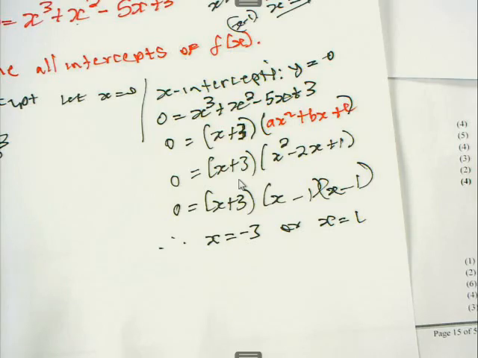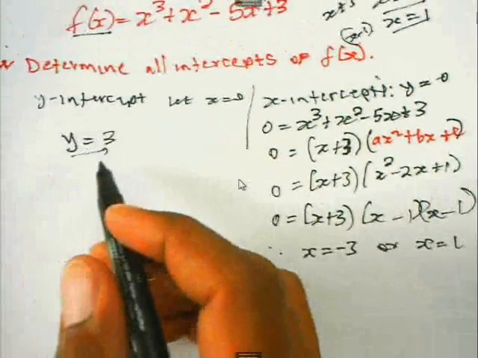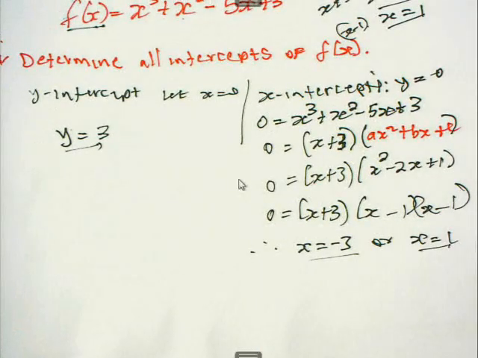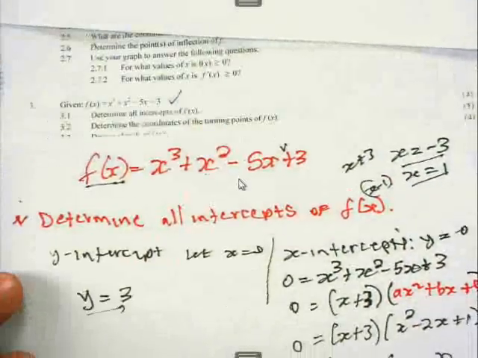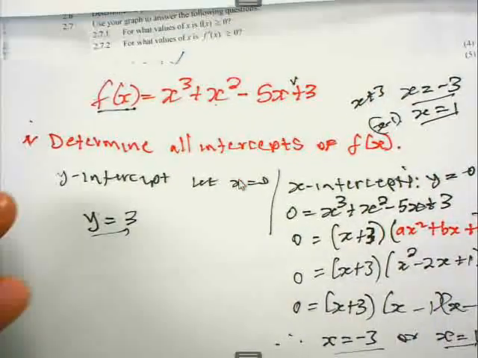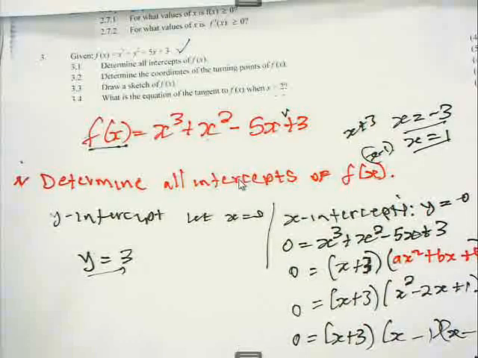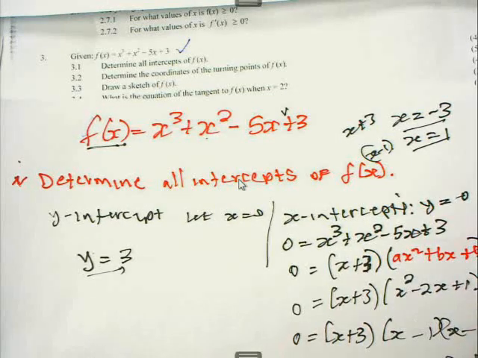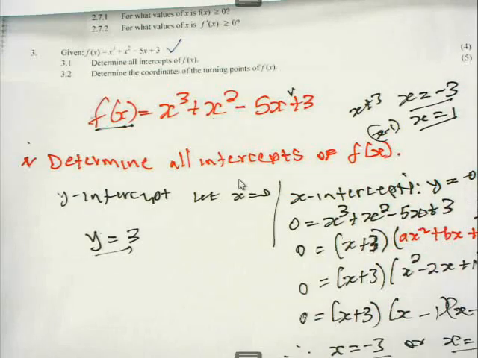Good. Right. Boys and girls, I think now we can move to the next part. This is the y-intercept and also these are your x-intercepts. Are you happy now? Yes, I can see the smile now. Good. And now, the second question here is what? We must determine the coordinates of the turning points.